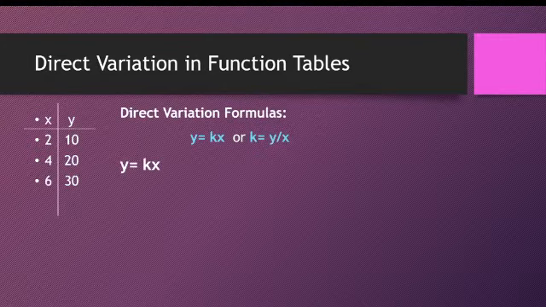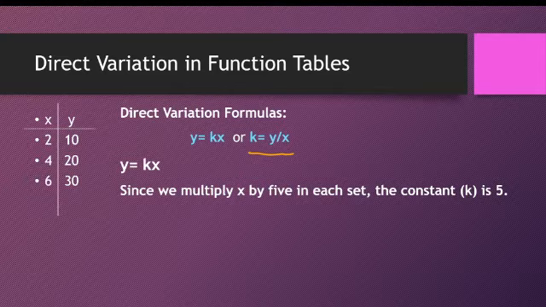Okay, so direct variation in function tables. We are given here a table. We have the values of x and the values of y. So that is 2, 4, 6, and 10, 20, 30. Given by the equation that y varies directly as x, that is y equal to kx, or for the constant of variation, we have k equal to y over x. Since we multiply x by 5 in each set, the constant k is 5.